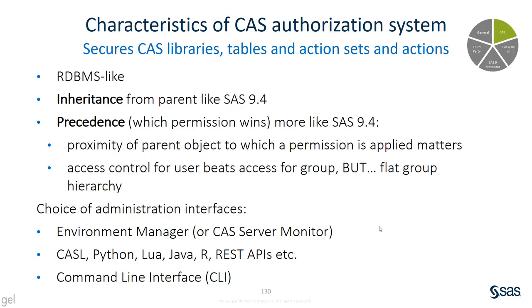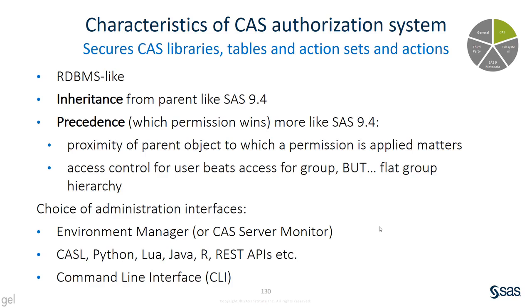So CAS authorization, the target for CAS authorization is CAS libraries, tables, and we don't talk about it much, but you can also set authorizations on actions and action sets. So the actions we can do within CAS, you can set authorization on them to prevent some users doing one action or another action. CAS authorization system is RDBMS-like, so we're talking about data. It's similar to other authorization systems that look at data for databases.